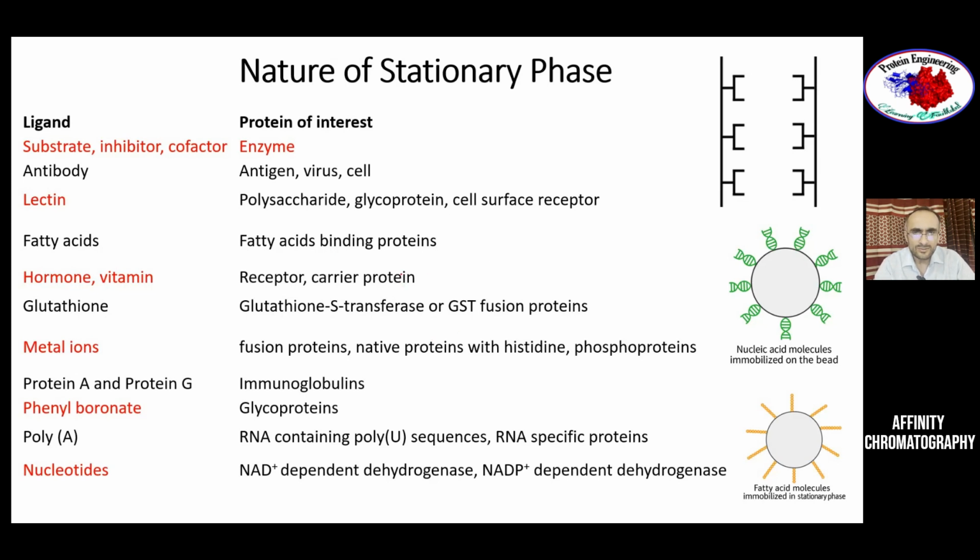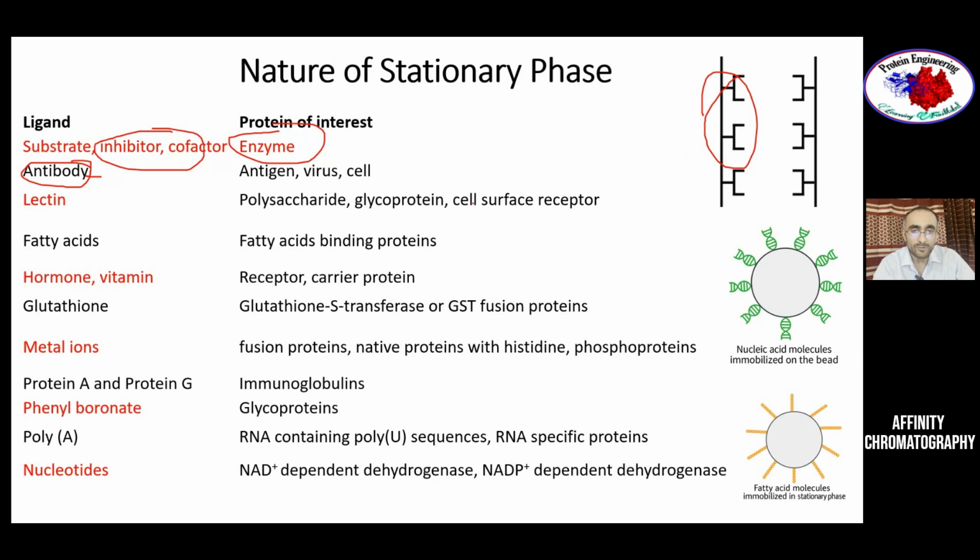The nature of the stationary phase varies in affinity chromatography. That's how you have different types of affinity chromatography. For example, if you are interested in purifying an enzyme, you can use an inhibitor, cofactor, or substrate of that particular enzyme so that the enzyme can be purified from a complex mixture. Similarly, if antibodies are available for the analyte to be purified, you can immobilize those antibodies on the solid stationary phase, and that can be used for purification.